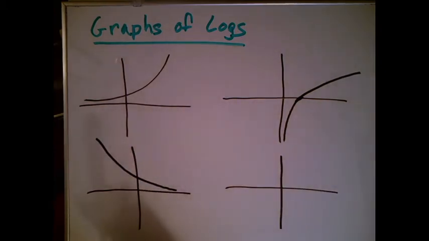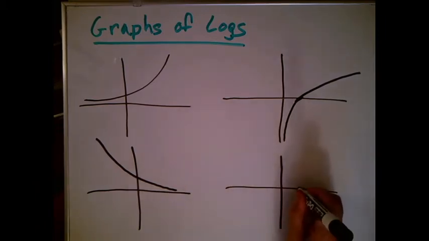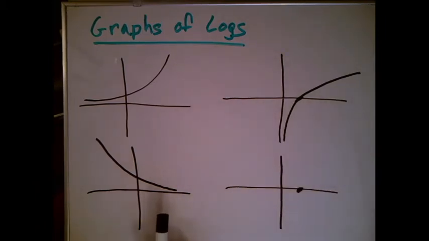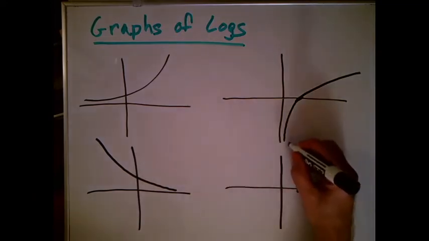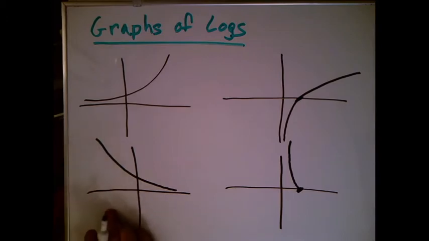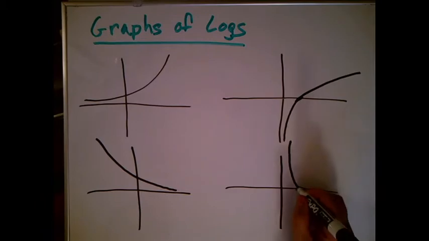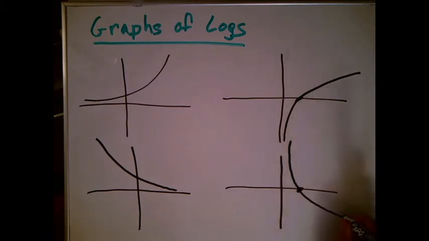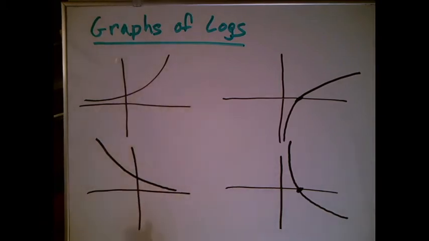Well, this function goes through 0, 1. This function goes through 1, 0. On this one, the positive x-axis is an asymptote. Over here, the positive y-axis is an asymptote. Over here, you can see that this graph is becoming more and more parallel to the positive y-axis. So this one is becoming more and more parallel to the positive x-axis. This graph is always concave up.